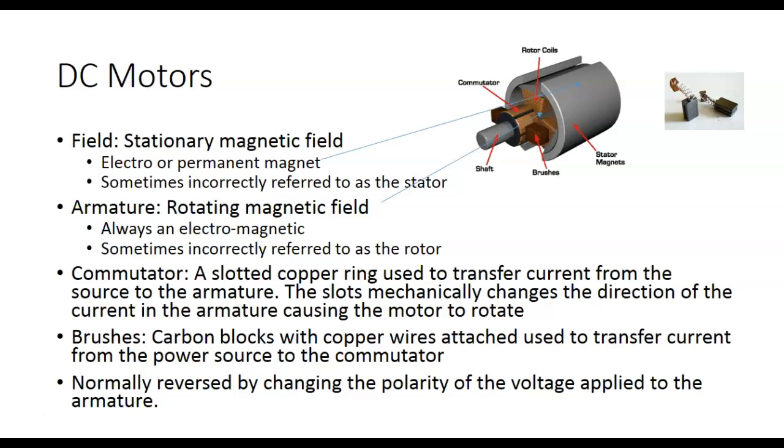So we have a field. The field can be, this is what we call permanent magnet motors. In permanent magnet motors, the outside we call the field. This thing is called the stator, but technically we call it the field. And then we have the armature. The armature rotates within the field.